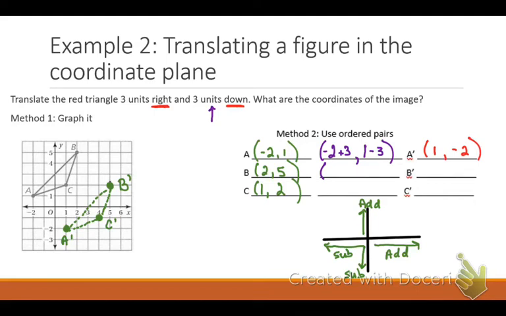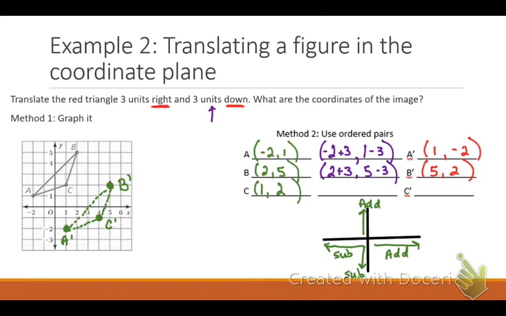So for my X value, for point B, do I add or subtract? I add 3. Because again, it says 3 units right. I have to do the same thing to all the points. And what do I do to my Y value? Subtract 3. All right, so 2 plus 3 is 5, and 5 minus 3 is 2. All right, go ahead and do point C, and raise your hand when you have the answer.